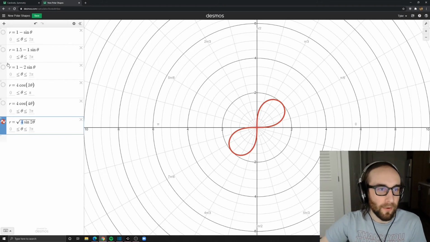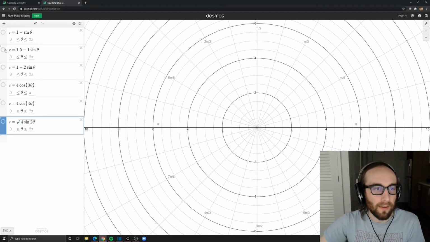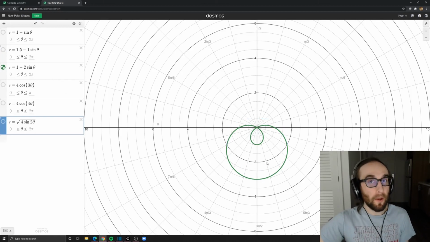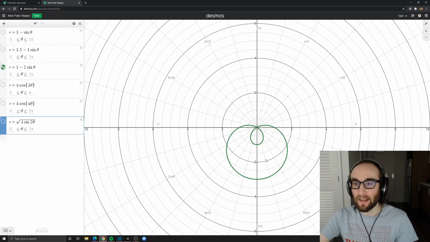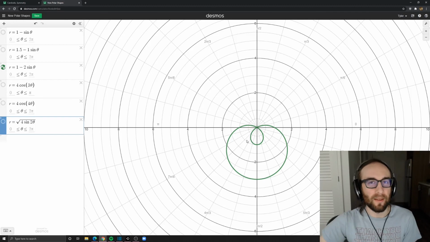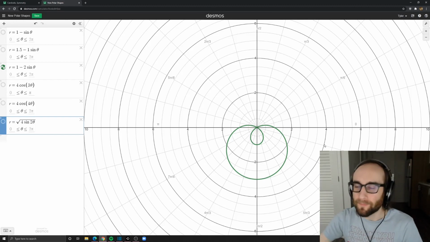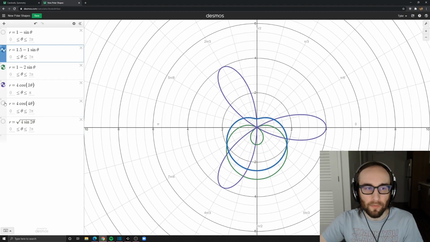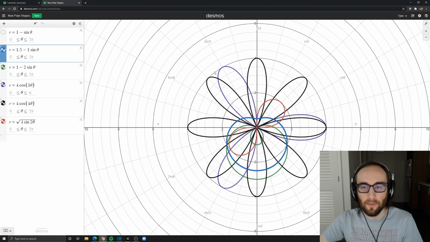One last thing I forgot to mention was for the limacon shape: the name limacon actually comes from Latin, and I think it means snail. So it's kind of similar to a snail shell, but that's where the name limacon comes from. Okay, so just a quick preview of the different types of polar graphs that we see, what their names are, and what all of their equations look like.